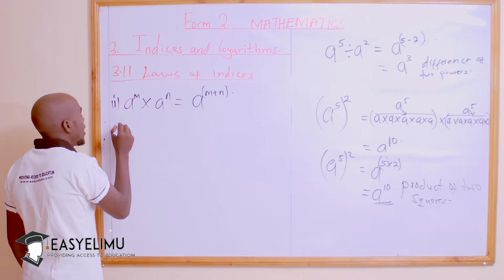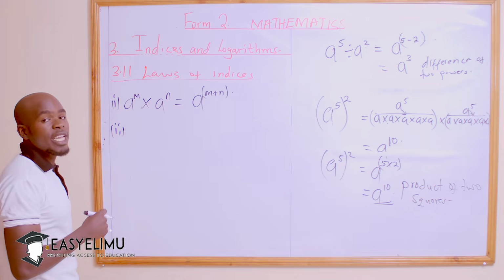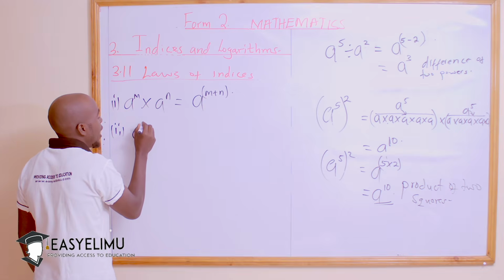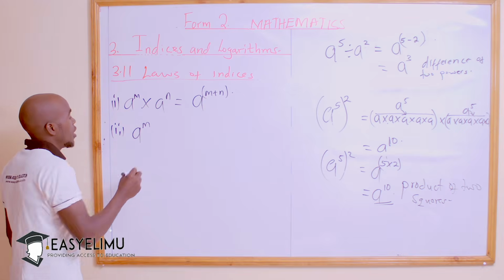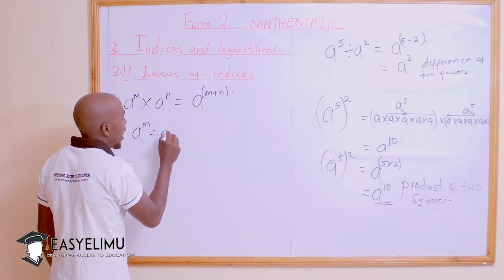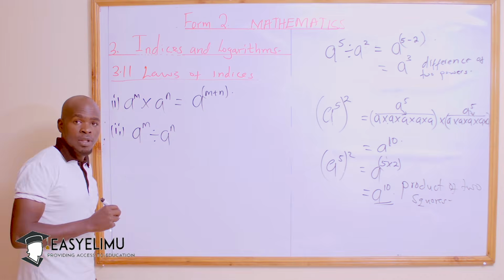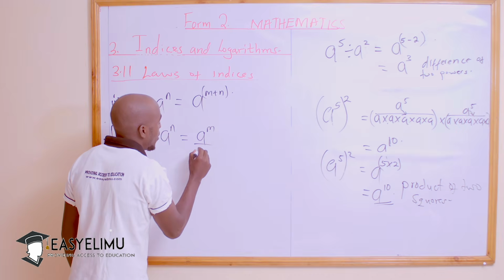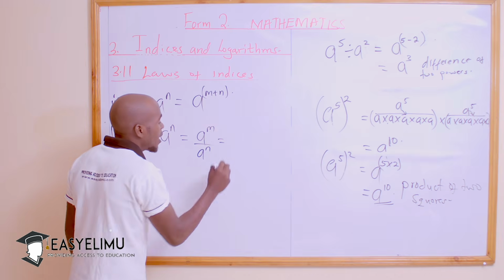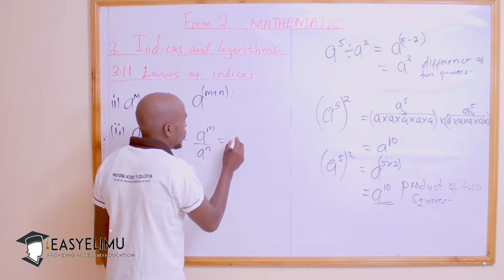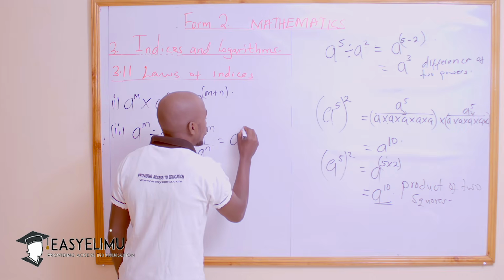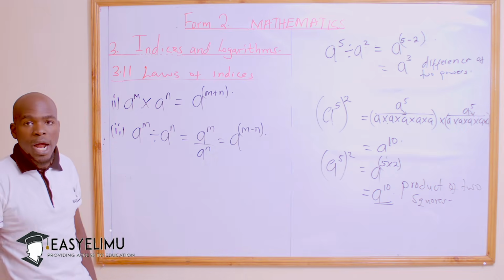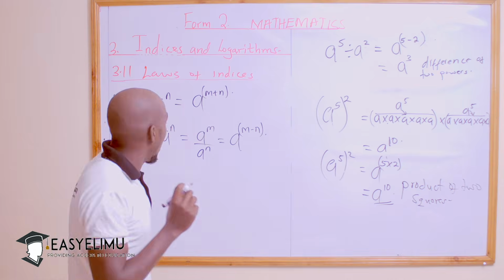Then another law we observed was for division, or the quotient. We said that in case we have a^m being divided by a^n, we shall find it is the same as taking a^m over a^n, but this can simply be worked out as a^(m-n), and this is the value you will find after working it out.